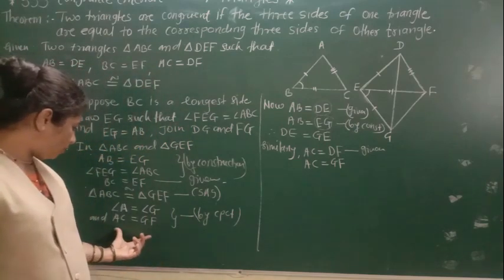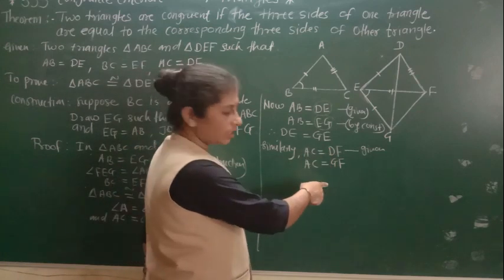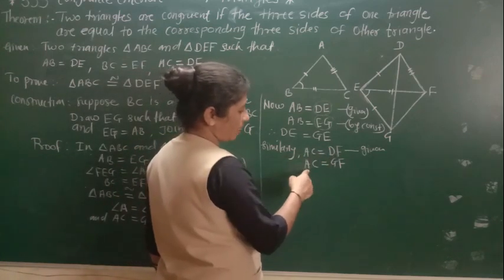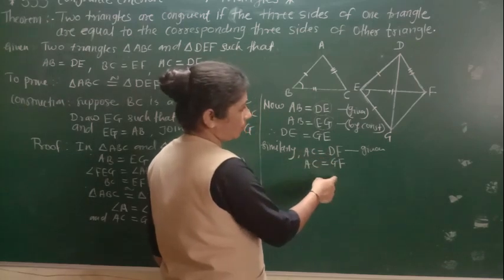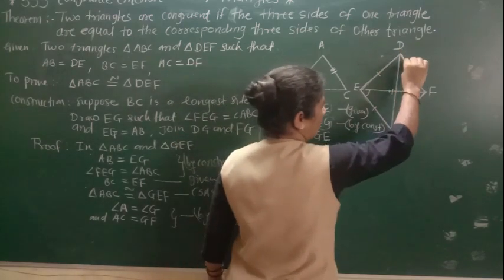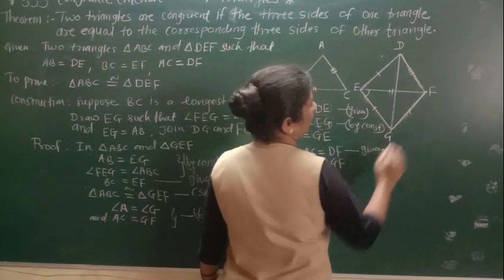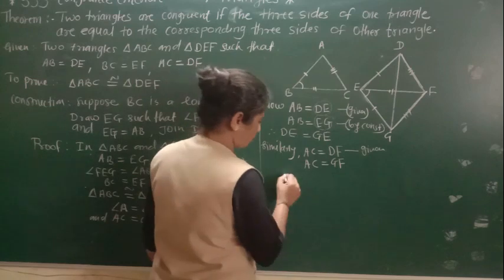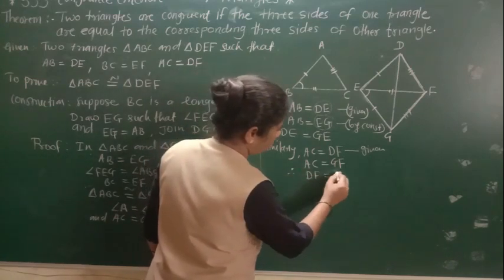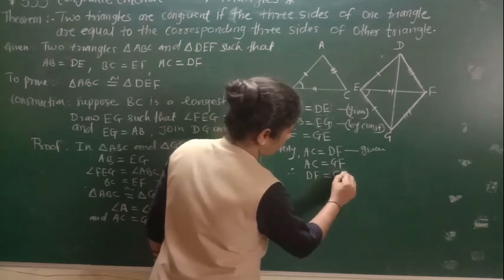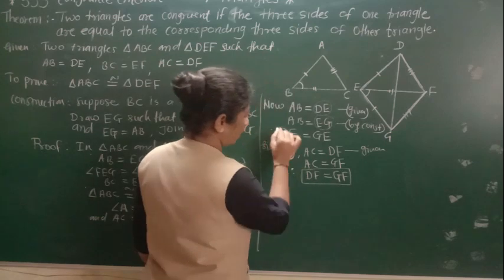AC equals GF. Okay, so is it possible these two are equal? Yes, of course, because AC equals DF and AC equals GF. So we can say that here DF equals GF. Means DF and GF will come same. So here DF equals GF. Okay, these two relations we have got here.